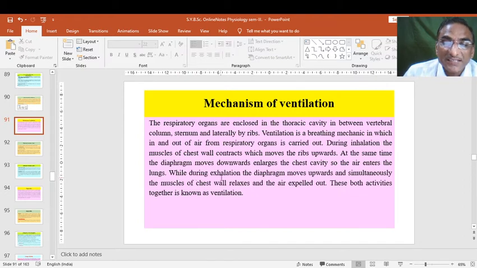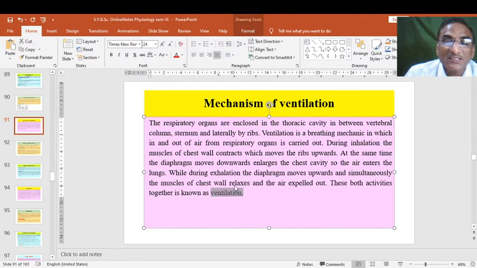While during exhalation, the diaphragm moves upwards, and simultaneously the muscles of the chest wall relax, which allows the air to expel out. These both activities together are known as ventilation, or we can call it movement of in and out of air in the respiratory passage.